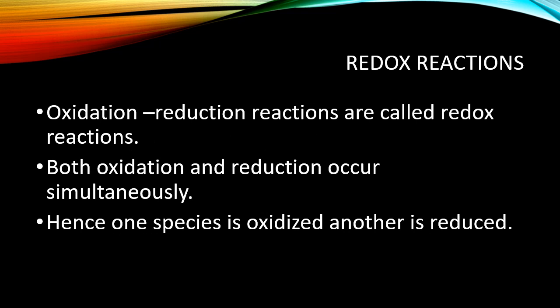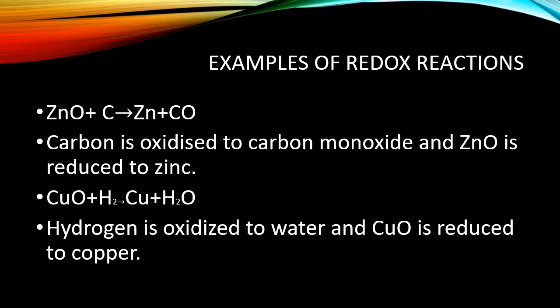Redox reactions. Oxidation reduction reactions are called redox reactions. Both oxidation and reduction occur simultaneously. Hence, one species is oxidized, another is reduced. Examples of redox reactions. In the first reaction, carbon is oxidized to carbon monoxide and zinc oxide is reduced to zinc. In the second reaction, hydrogen is oxidized to water and copper oxide is reduced to copper.